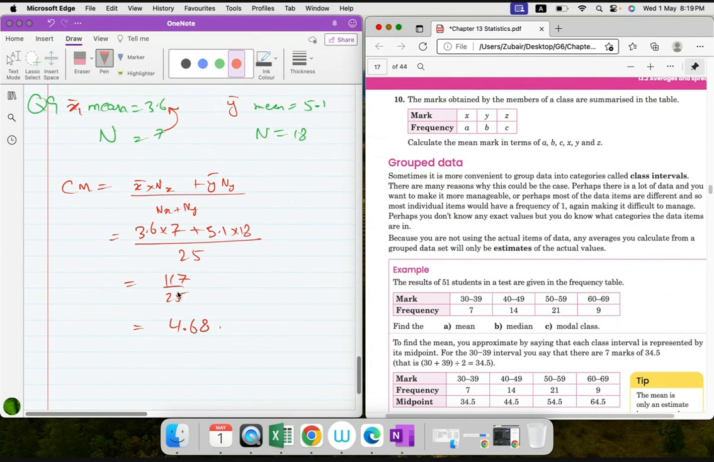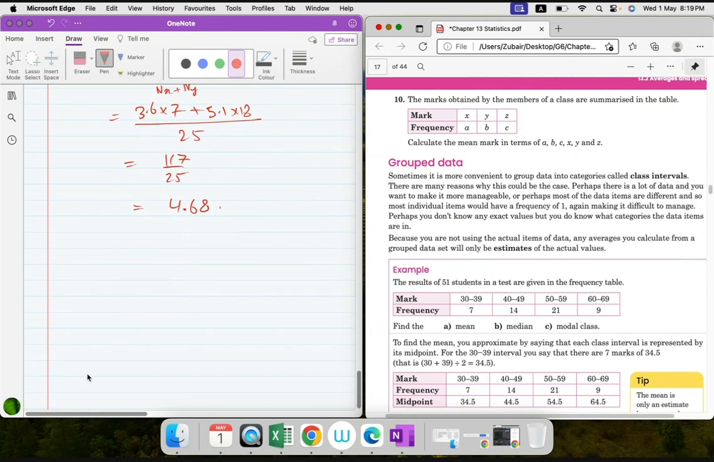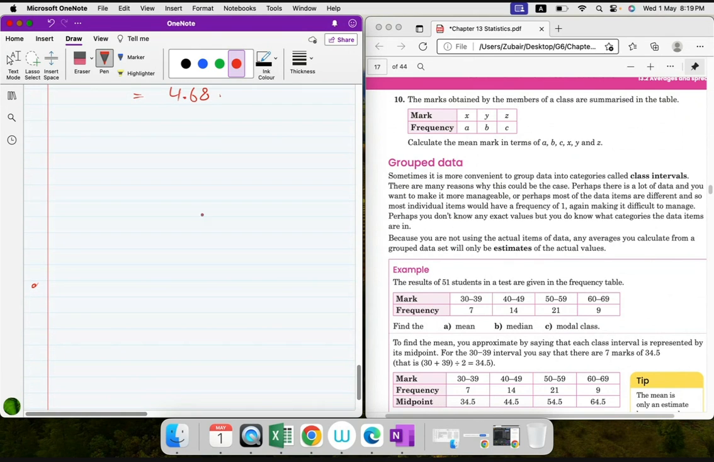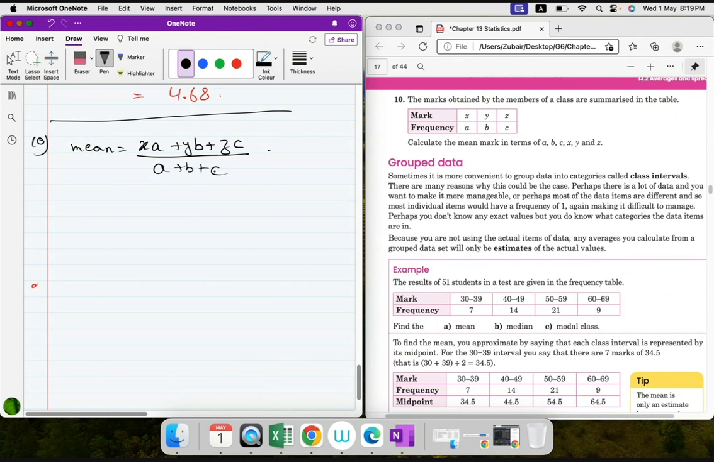Question number 10. The marks obtained by the members of a class are summarized in the table. Calculate the mean mark in terms of A, B, C, X, Y, Z. So we just follow the steps and write them. Mean is equal to X into A plus Y into B plus Z into C divided by A plus B plus C. That's it.